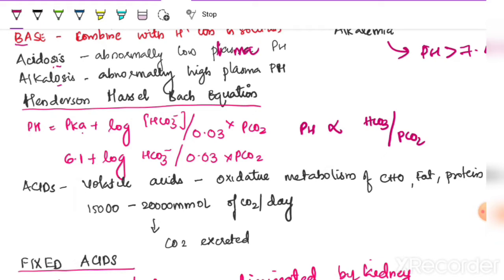Now, the normal level of PCO2 is 35 to 45. As a ventilatory parameter, they'll take it as 40 plus or minus 4. And the normal level of HCO3 is 22 to 26 millimole per liter.